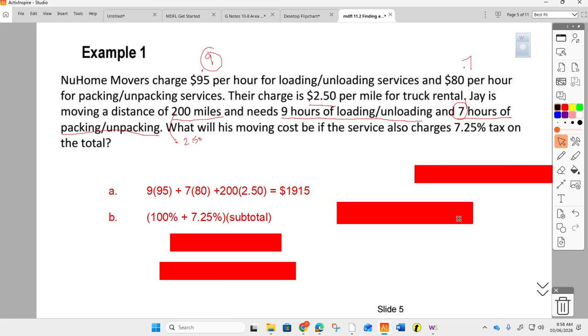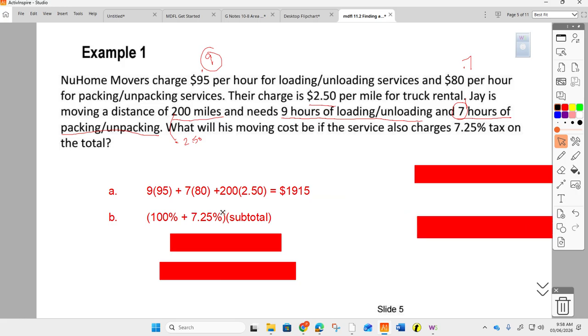We can use 100% plus 7.25%. We can multiply, so that's going to be equal 107.25%. Does that make sense to everyone? So if we multiply 1915 times 100%, we just get 1915, right? But if we multiply it by 107.25%, we're going to get this amount plus 7.25% more. So that's what we want to do.